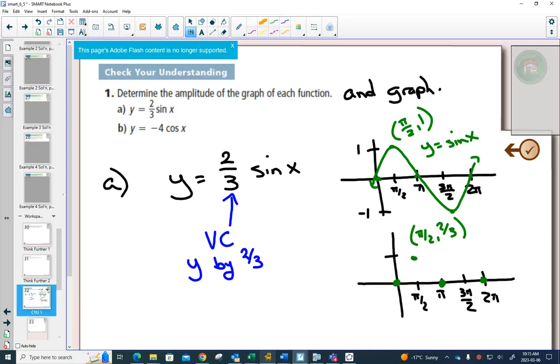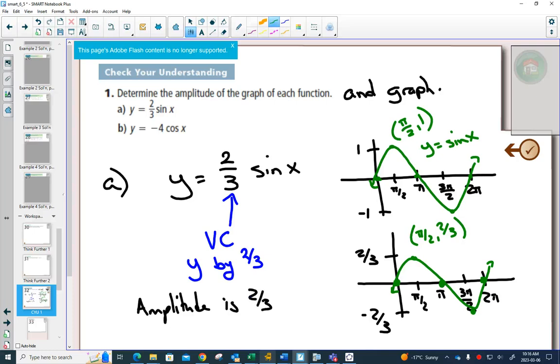So what I'm going to do is I'm going to write my maximum value is now going to be at 2/3. And in the same sense, my minimum value is now going to be at -2/3. So here's the graph of my new equation. And the question asks, what's the amplitude? The amplitude is the distance from the center line to a maximum. The amplitude is 2/3.